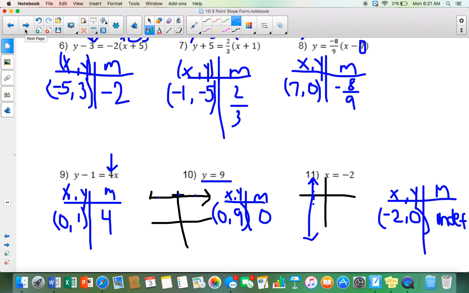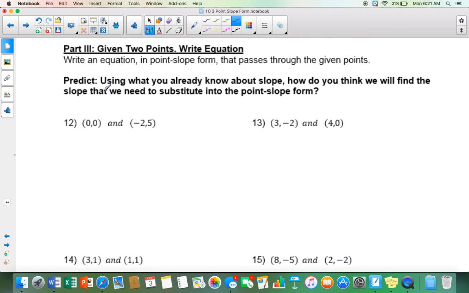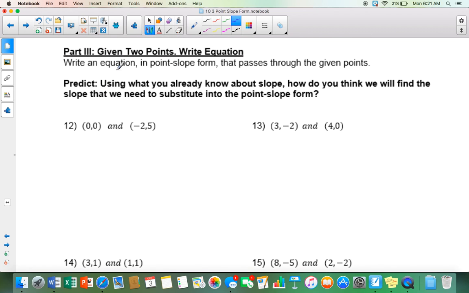All right, so we've done two things so far. We've been given a point and a slope, and we've written it. We've been given our equation, and we've pulled out the information. And then this last part right here is write an equation in point-slope form that passes through these points. Well, if I were to go ahead right now and I were to write my little table, we have a problem. We don't have a slope. But thank goodness last week we learned how to find a slope.